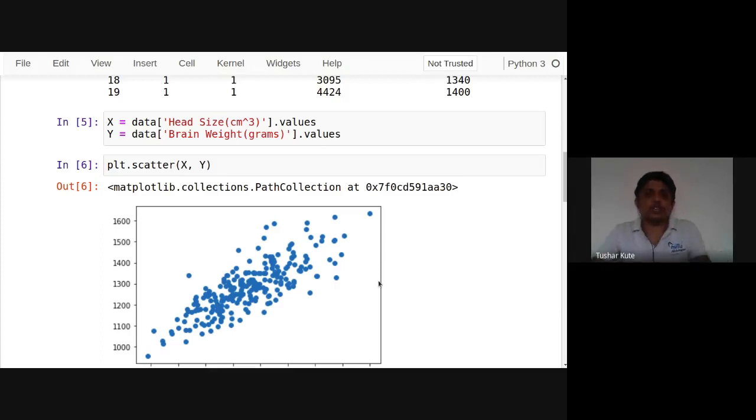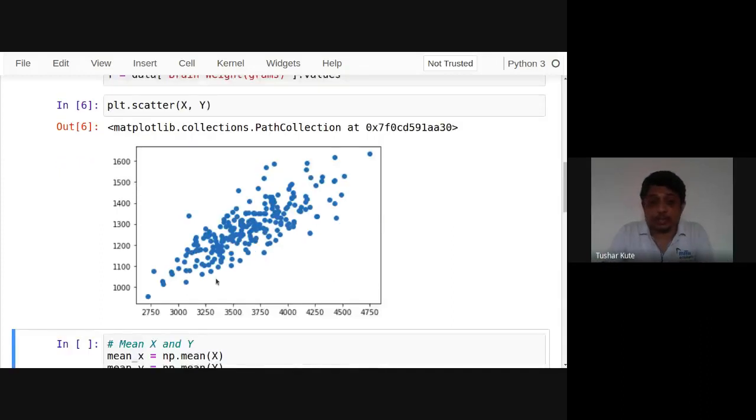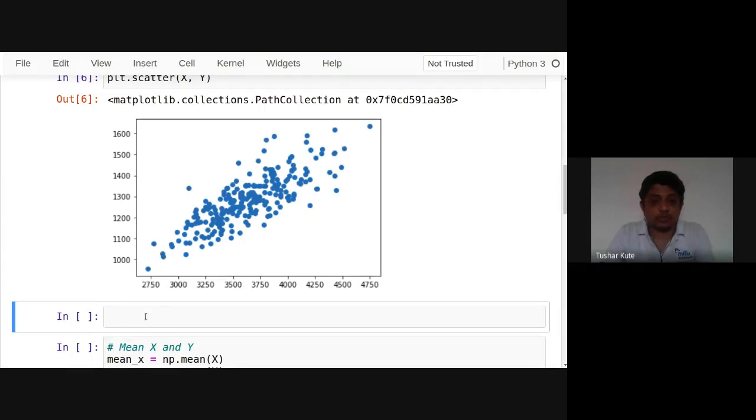If you check the Pearson correlation coefficient, we can also find whether they are linearly connected or not. You can make use of np.corrcoef of x against y.